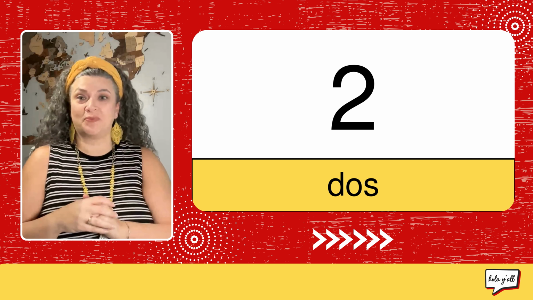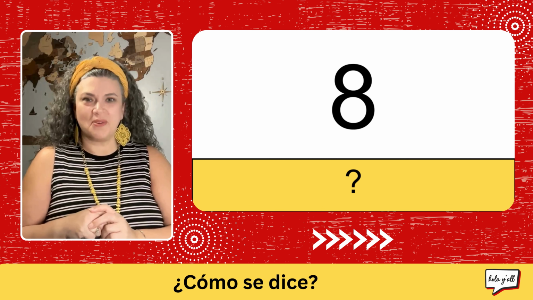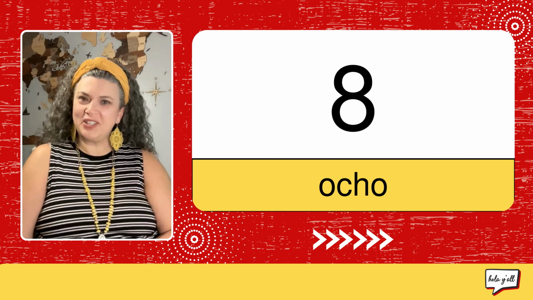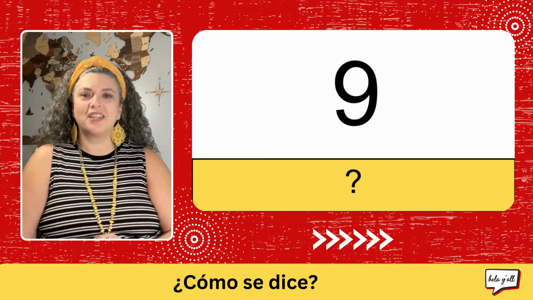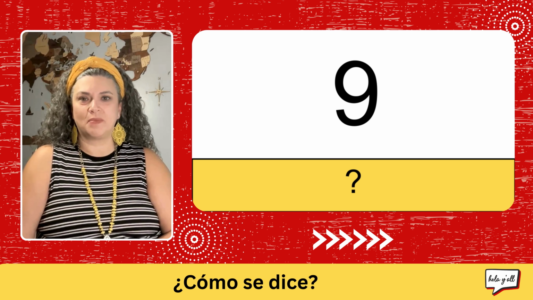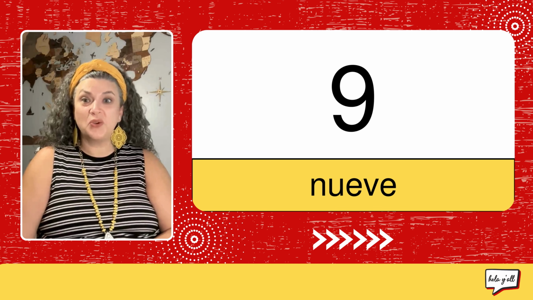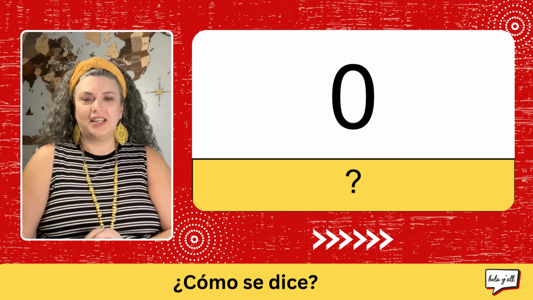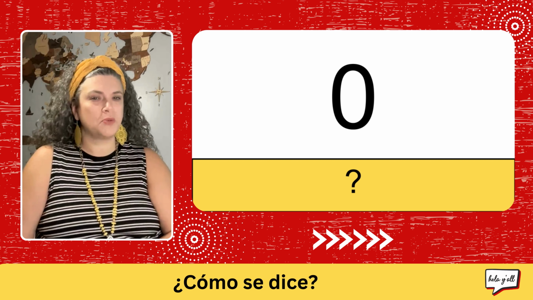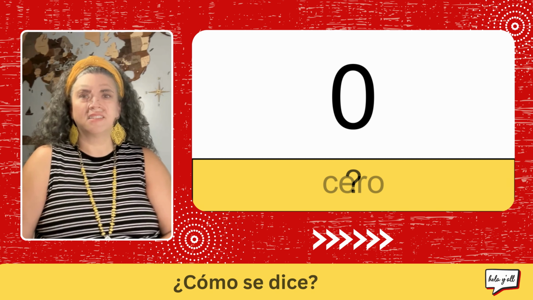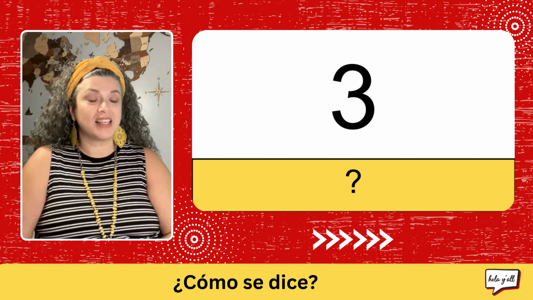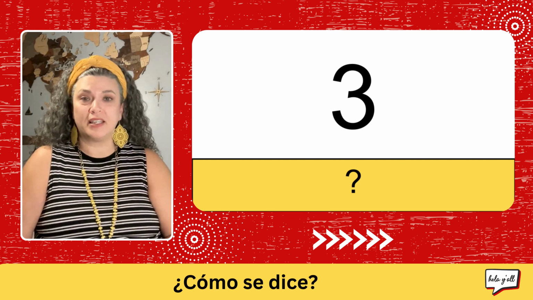Yes, dos. ¿Cómo se dice eight en español? Very good. Ocho. ¿Cómo se dice nine en español? You're on a hot streak. Nueve. Okay. ¿Cómo se dice zero en español? It's very close. Pronounced just a little bit different. Yes, it's cero. It kind of sounds like an S at the beginning. ¿Cómo se dice three in Spanish?